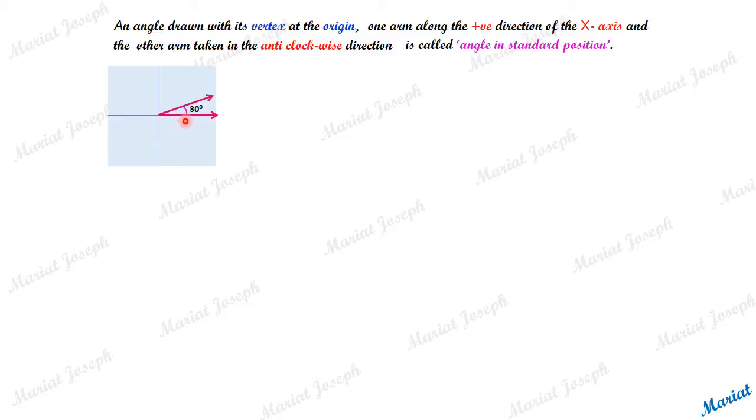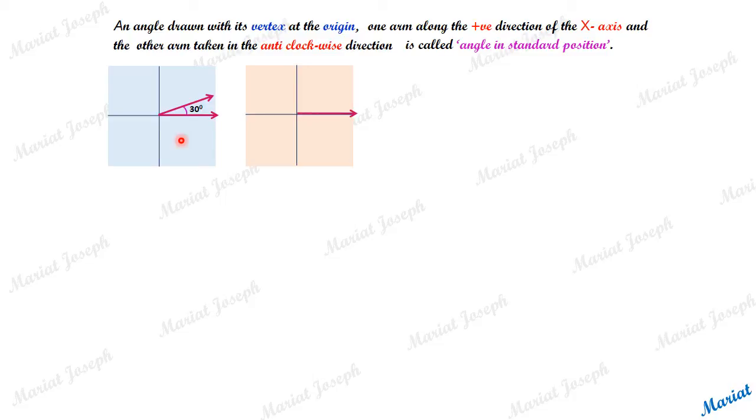A clock moves in this direction. This is clockwise. Anti-clockwise is this one. So from this first arm, I'm measuring 30 degrees towards that direction and you make the terminal side. This is called angle 30 degrees in standard position.